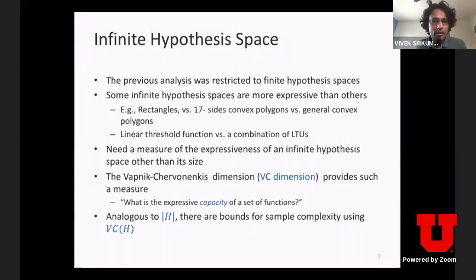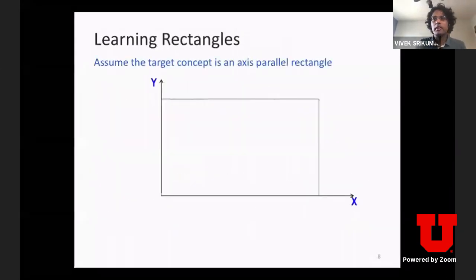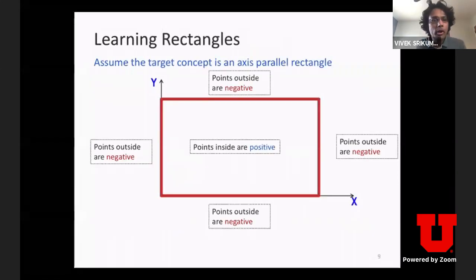So let's get started with an example first before we jump into any detail. Let's say that the target concept is an axis parallel rectangle. What that means is the true concept is a rectangle, and all points inside the rectangle are labeled positive and all points outside are labeled negative. The goal of learning is to find the rectangle. Okay, that's the game.